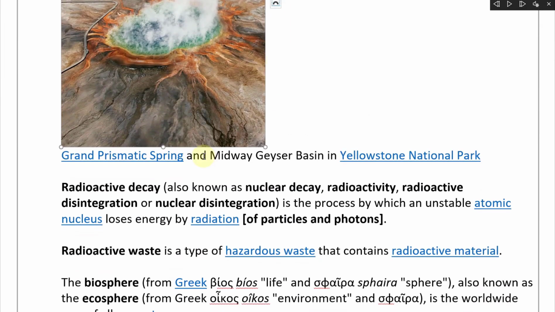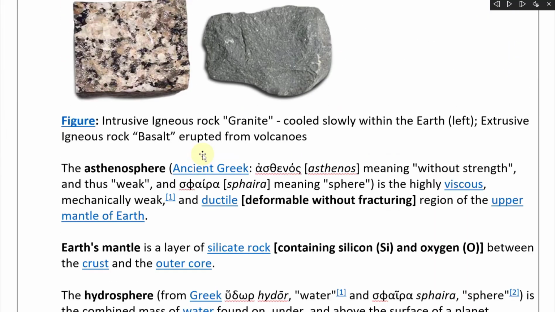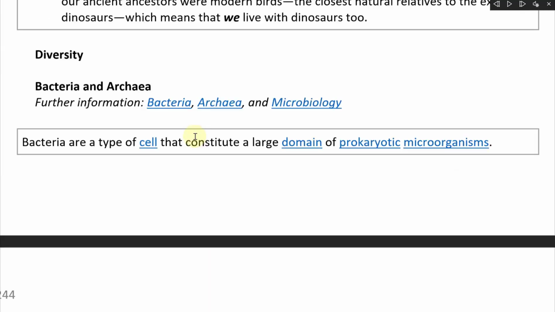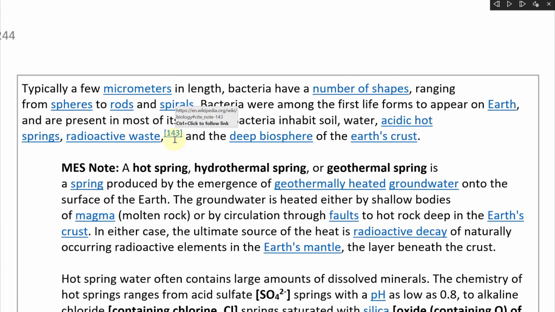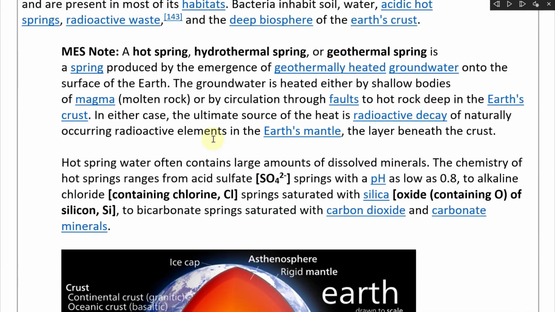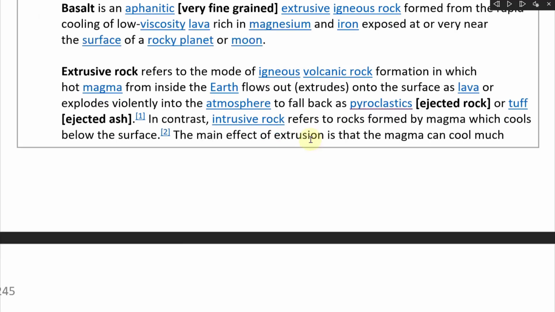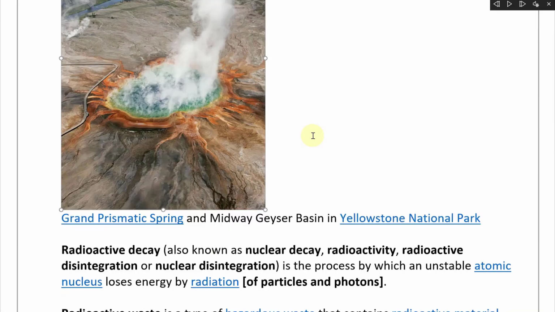Alright, so now let's look at radioactive decay. Because remember, all the heat is ultimately coming from the radioactive decay of radioactive elements right here. So in either case, the ultimate source of these hot springs or the heat of the molten rock is radioactive decay of naturally occurring radioactive elements in the Earth's mantle and the layer beneath the crust. So yes, very fascinating.